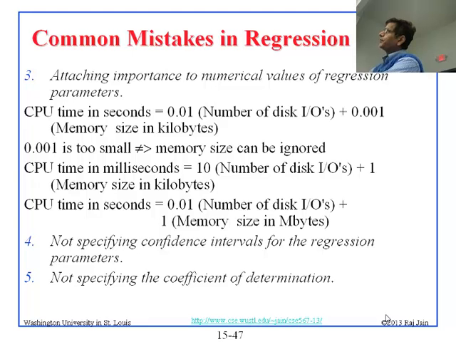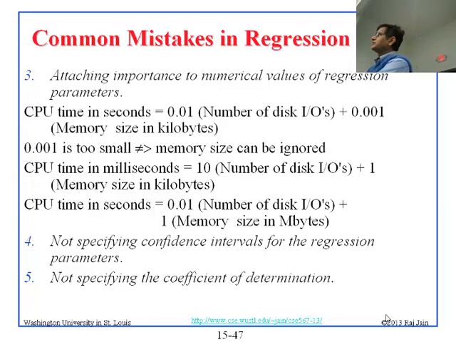Good question. So now, attaching importance to numerical values of regression parameters, people will look at these numbers and say, well, this number is very small, this number is very large. The numerical value has nothing to do with really the importance, because it depends upon what units you use. If you use memory in kilobytes, this is 0.001. If you use memory in bytes, it will be 1. And if you use it in megabytes. This is CPU time in seconds.